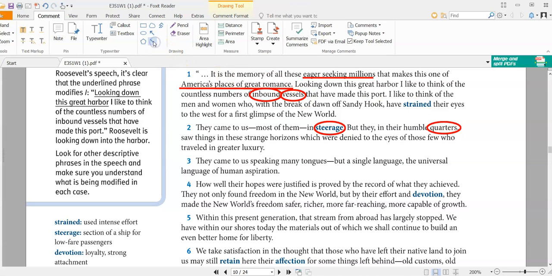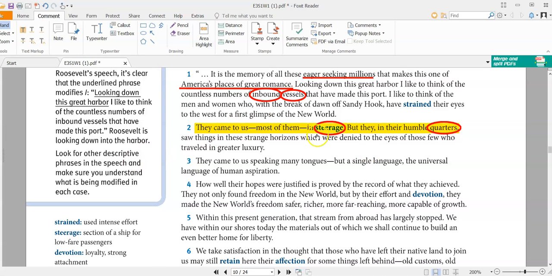And then here it talks about the immigrants, right? So it's talking about how most of them were poor and they had humble quarters. Quarters basically means the rooms that they stayed in on the ship. So the things that they saw were denied to the eyes of those few who traveled in greater luxury, meaning these people came and they saw a better future. The people who came in luxury, they already had a good life. They didn't have to look for a better future. So these people saw the wonder of hope and opportunity that the rich people didn't get to experience because they didn't have the same experiences of their past life.